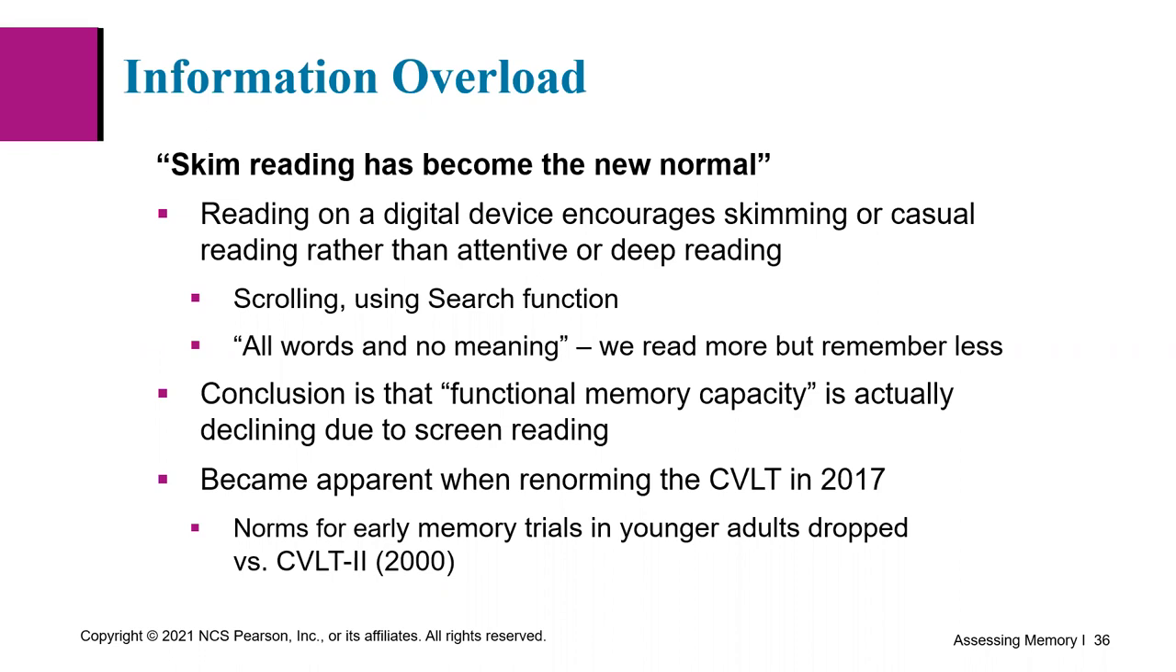When we renormed the CVLT, a list learning task, in 2017, we saw a significant drop in the memory capacity of young adults on the first few trials of the learning portion of the test compared to their performance on the CVLT-2, which was published 17 years earlier. Happily, it appears that they eventually reach the same overall level of memory performance, but they clearly are not as willing or able to take in information quickly as they were a generation ago.